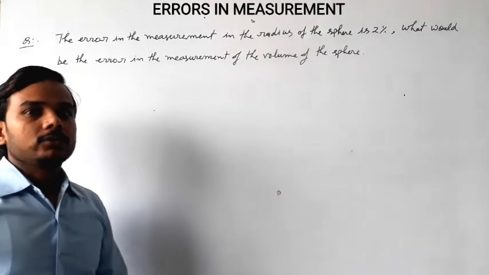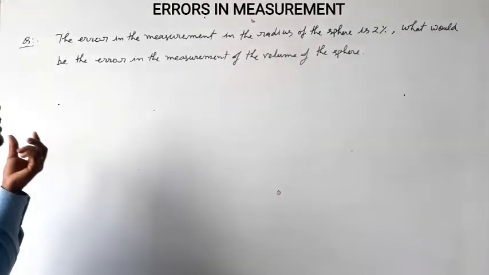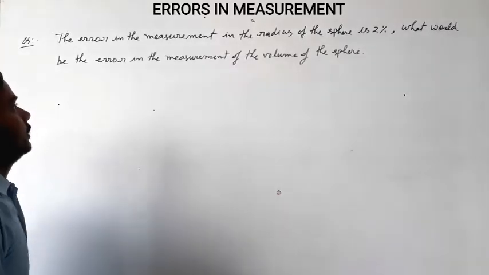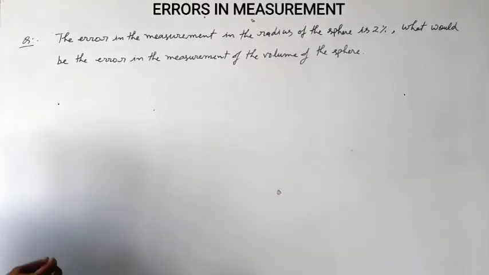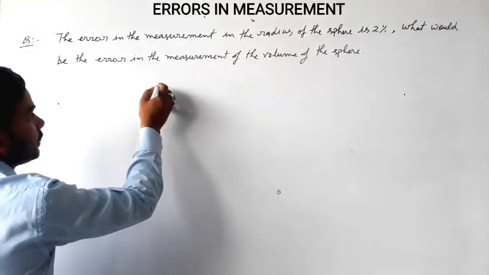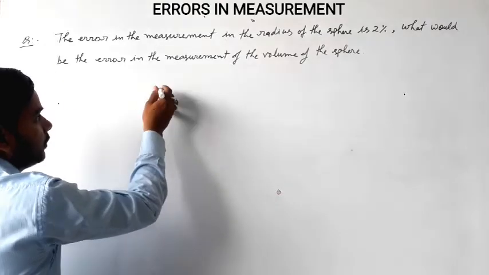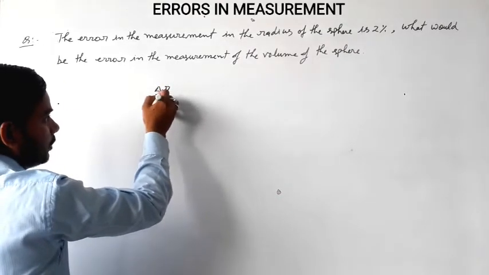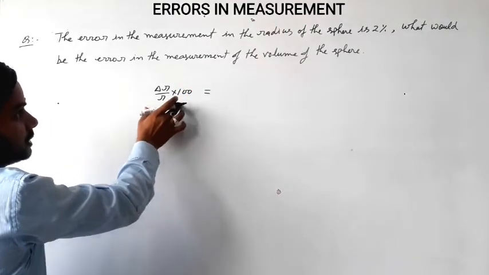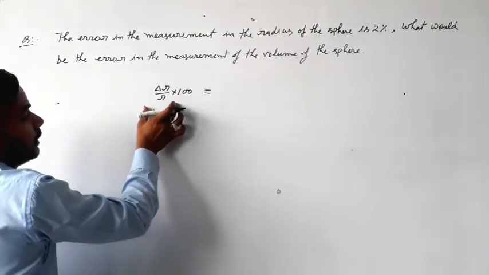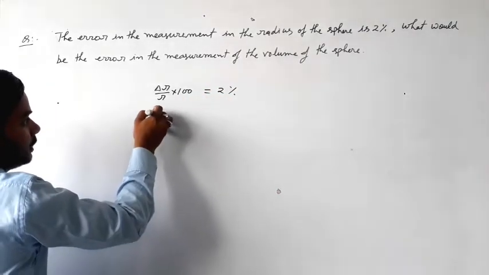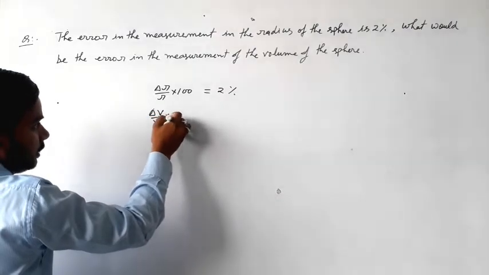Now we are going to solve this problem. The error in the measurement of the radius of the sphere is 2%. What would be the error in the measurement of the volume of the sphere? Here the percentage error in the measurement of radius is delta r upon r into 100, and its value is 2%. We have to calculate the value of the percentage error in volume.